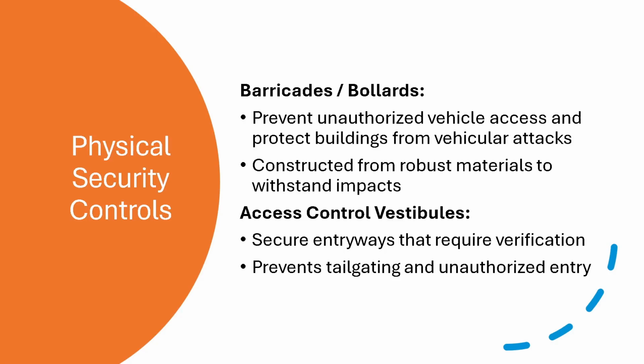Physical security controls. Barricades or bollards. Barricades and bollards are physical barriers used to prevent unauthorized vehicle access and protect buildings from vehicular attacks. They are constructed from robust materials to withstand impacts from vehicles. Access control vestibules, also known as man traps, are secure entryways that require verification before granting access to the inner area. They prevent tailgating and unauthorized entry.